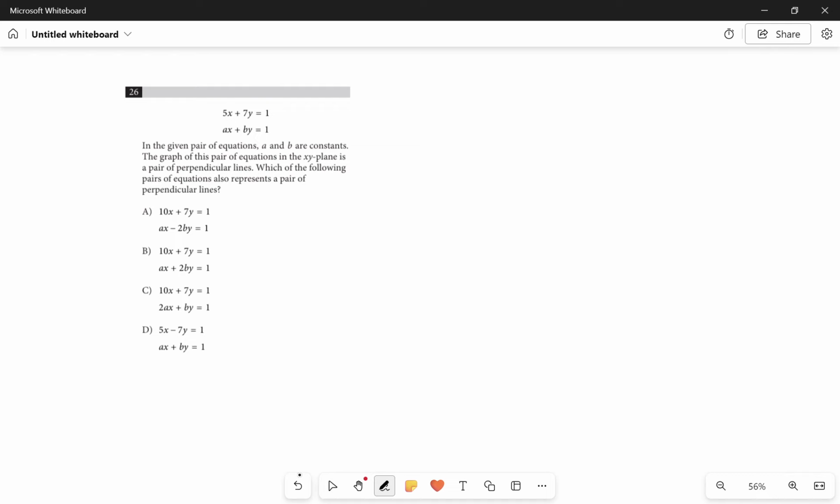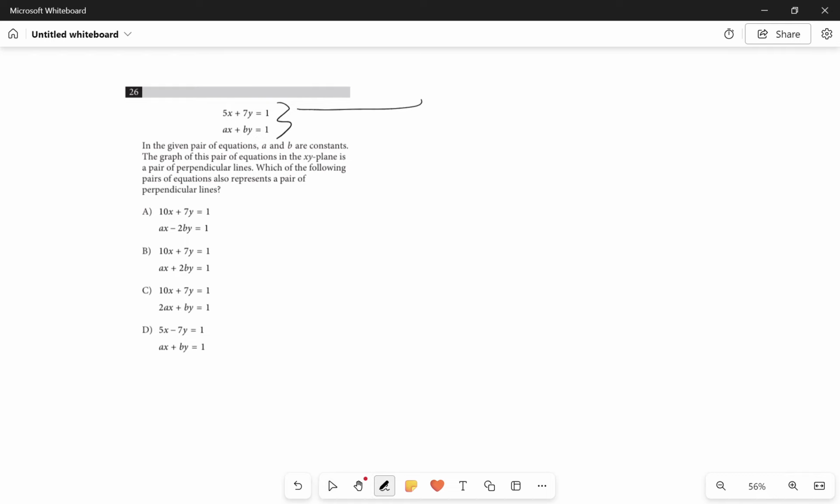We're given a pair of equations, and we're told that A and B are constants, and that the graph of this pair of equations gives us a pair of perpendicular lines. We're asked which of the following pairs of equations also represents a pair of perpendicular lines. An important thing to remember when dealing with perpendicular lines is that the slope of one is the negative reciprocal of the slope of the other. I'll show you what this means by hopping into this question.